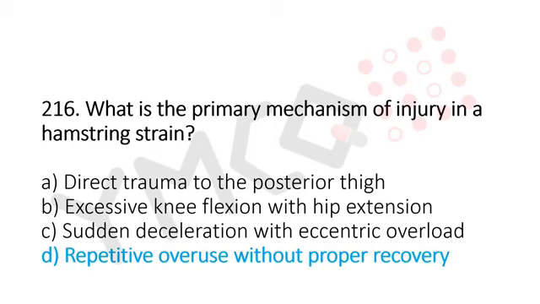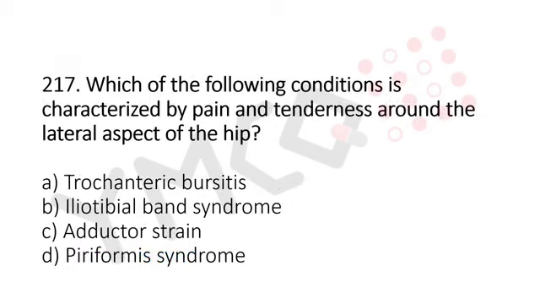Now let's move to question number 217. Which of the following condition is characterized by pain and tenderness around the lateral aspect of the hip joint? Option A, trochanteric bursitis. Option B, iliotibial band syndrome. Option C, adductor strain. Option D, piriformis syndrome. And the answer is option B, iliotibial band syndrome.